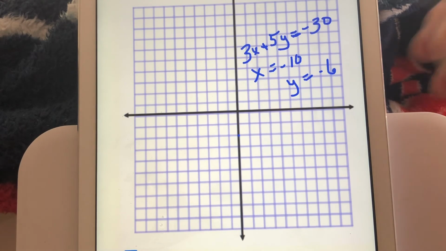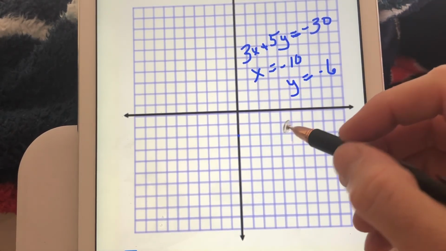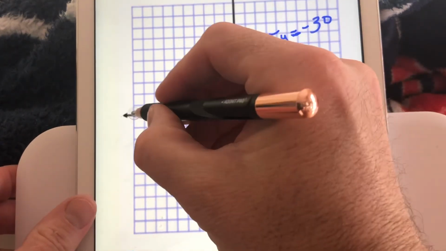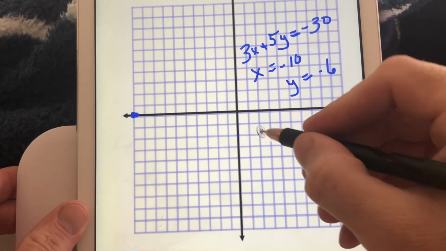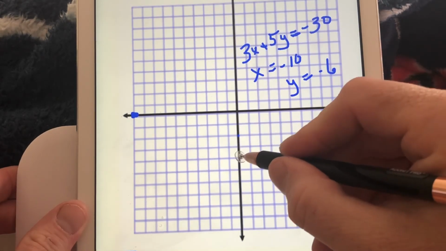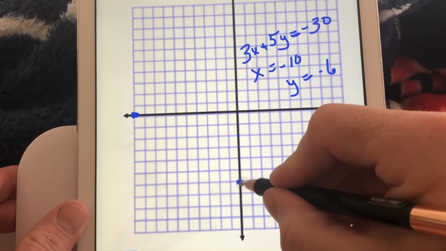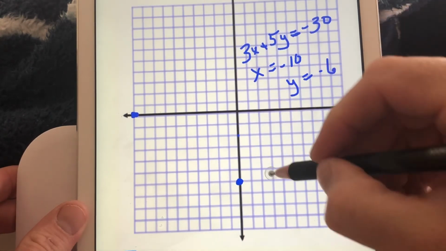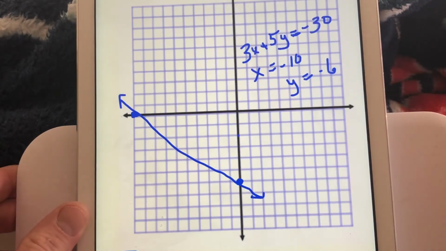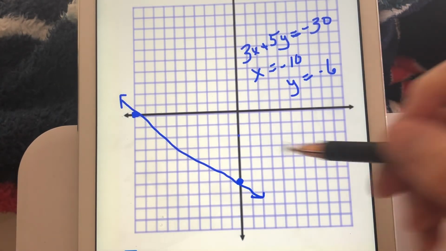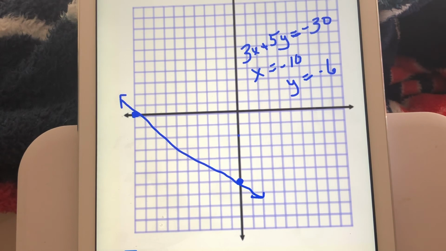All right, so our linear equation was 3x plus 5y equals negative 30. Our x-intercept was negative 10, so I'm going to go 10 units left of the origin. Our y-intercept was negative 6, so down 1, 2, 3, 4, 5, 6. Those are my 2 points, so let's draw the line through there. Not the best line, but you get the gist. Arrowheads on both ends because it keeps going in both directions. All right, so that's how you graph linear equations by finding the x and y-intercepts.